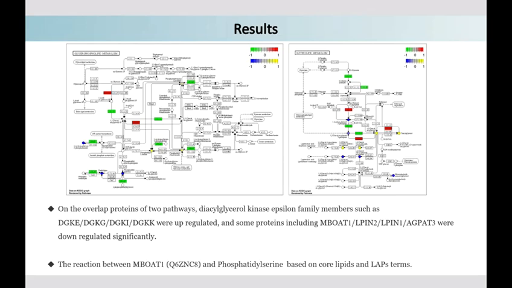We found that on the overlapping proteins of the two pathways, diacylglycerol kinase epsilon family members were upregulated. By using the data resource of DBLiPro, we found the reaction between MBO81 and phosphatidylserine based on the core lipids and lipid-associated proteins terms.